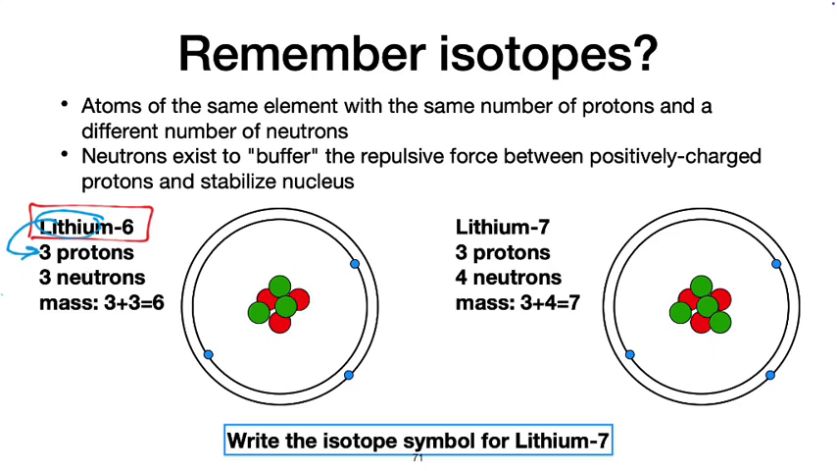Could it possibly mean the protons? No, because we already said the periodic table said the protons was 3. So what does the 6 mean? It is the mass number. It's not the atomic mass. Okay? It's the mass number.